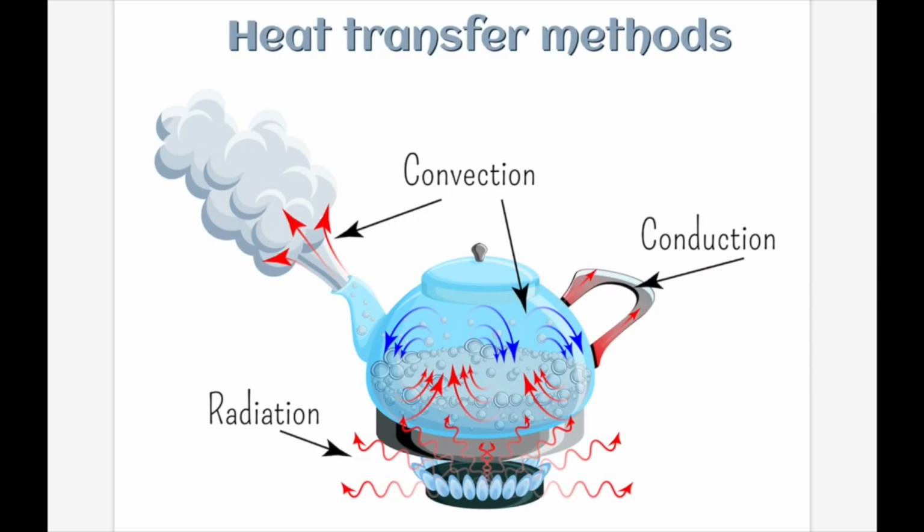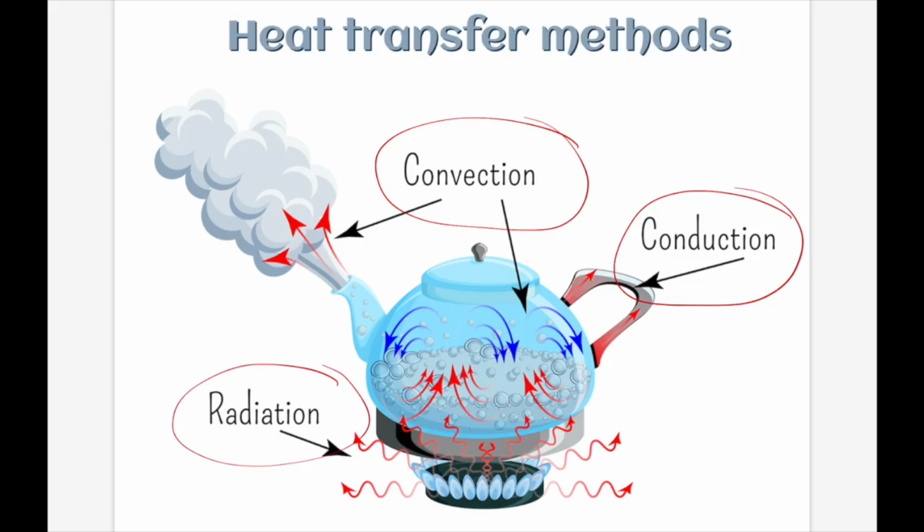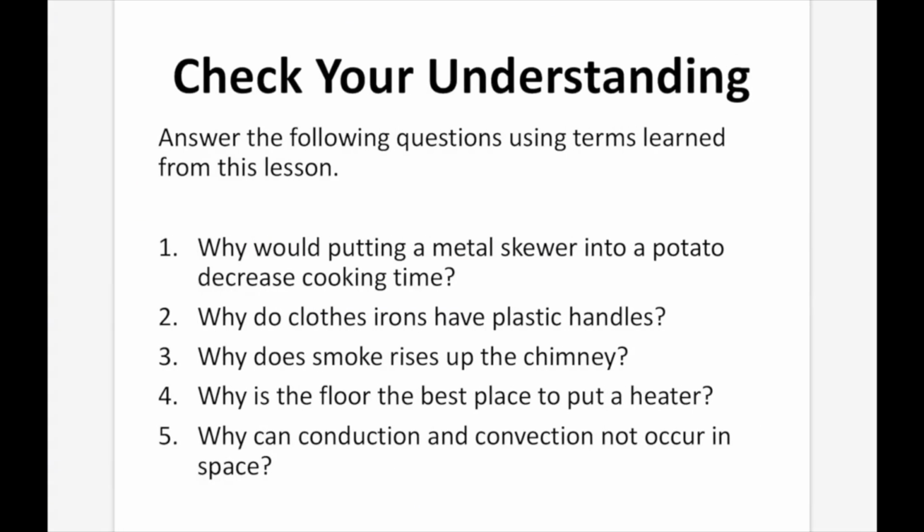So here's an overview of our three different methods of heat transfer. So you're going to have conduction, which is transfer of heat through touch, convection, which is the transfer of heat through the movement of gas and water particles, and radiation, which is the transfer of heat through different parts of the EM spectrum.